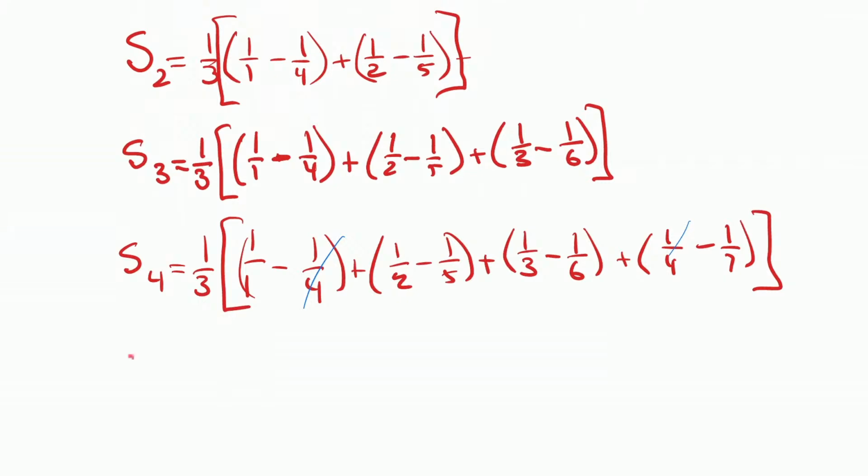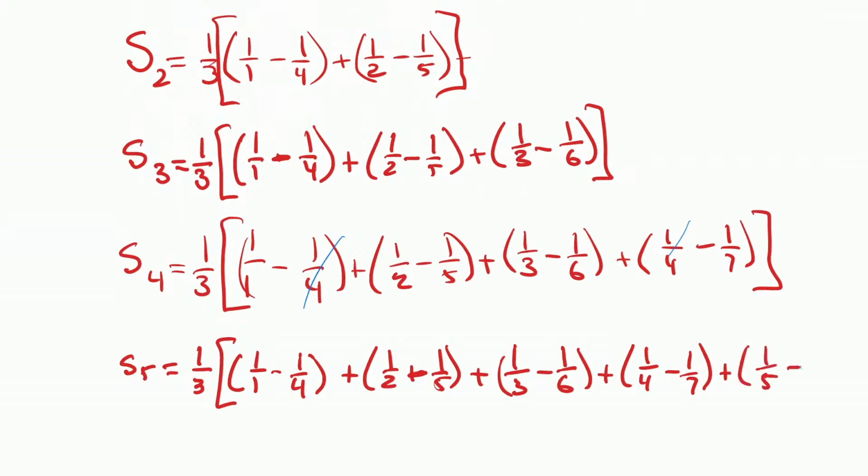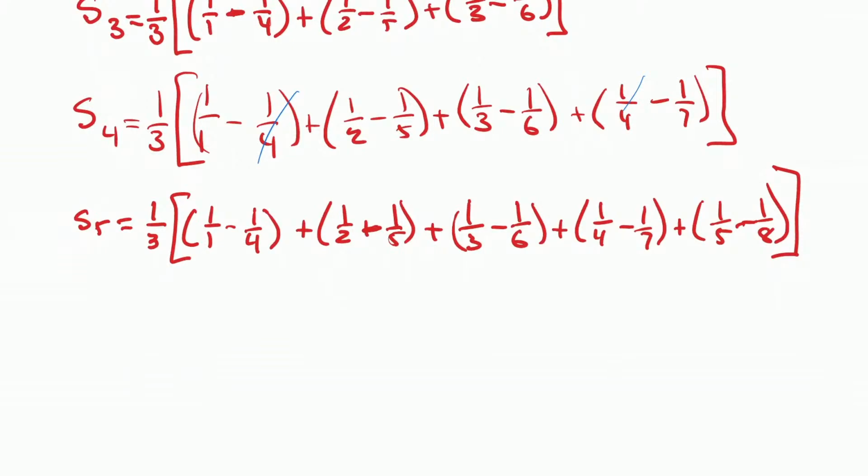Okay, so S5: 1/1 minus 1/4, 1/2 minus 1/5, 1/3 minus 1/6, 1/4 minus 1/7. Sorry, this one is a little longer than some of these. Okay, so there we go. I think we had one or two of these a long time ago. So this is kind of a reminder, or maybe we never did. But notice that the 1/4 cancels and the 1/5 cancels.